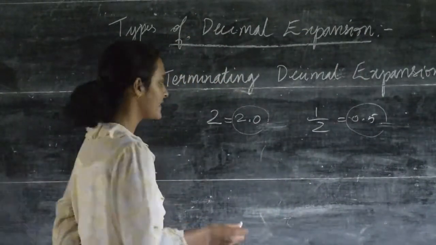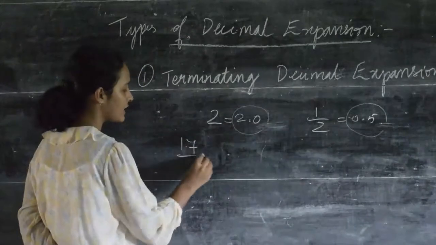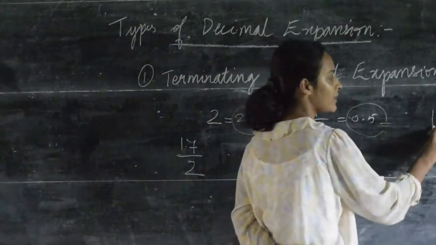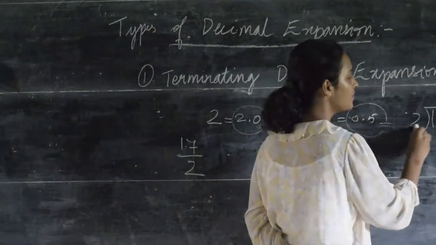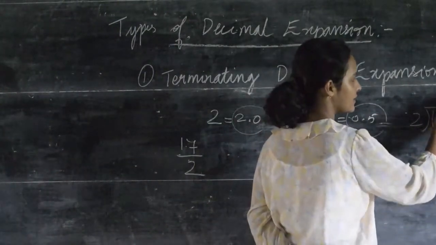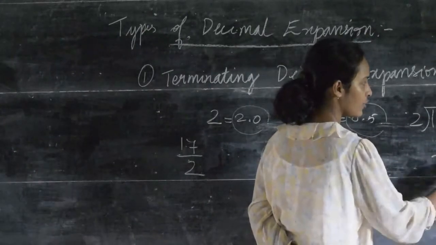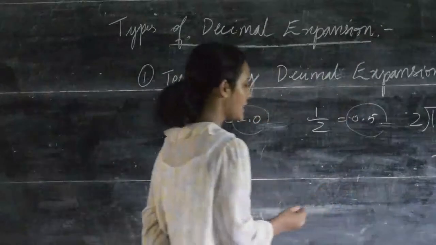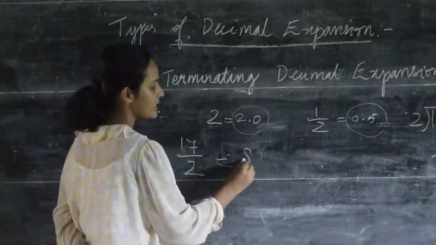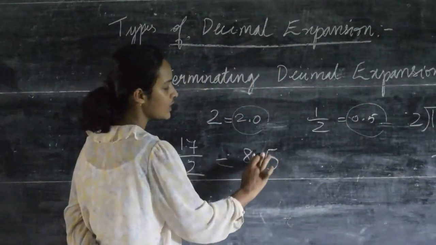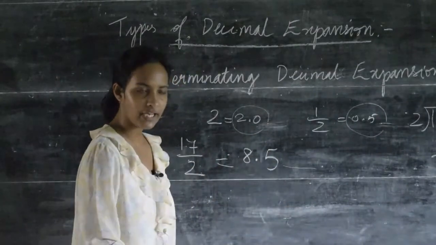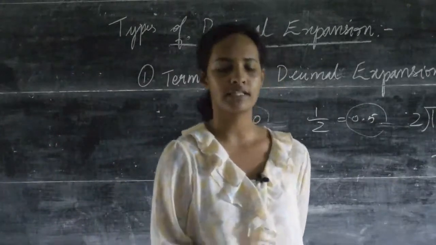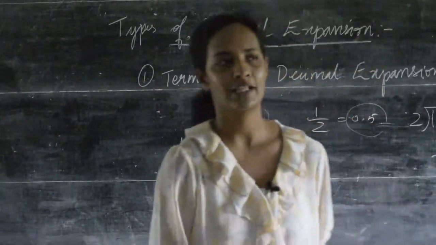Suppose I take another example, 17 by 2. Let's see, is it a terminating decimal expansion? When I divide 17 by 2, 2 8s are 16, 1 0, 0.5, 10, 0. So that is 8.5. That means 17 by 2 is 8.5. You can see that there are no more numbers this side, right? The decimal expansion is stopping or terminating. So this is called terminating decimal expansion.